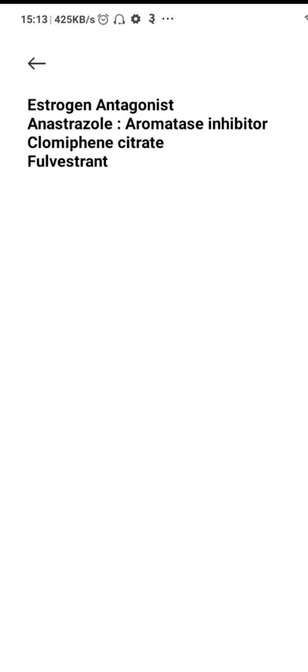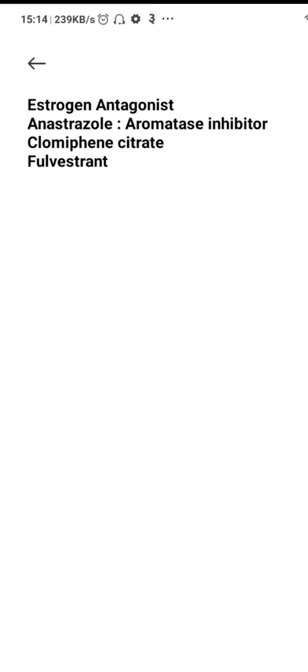The last one among the estrogen antagonists is fulvestrant. It is a pure estrogen antagonist. It is used in breast cancer that is not responding to tamoxifen. These were the three drugs: anastrozole, clomiphene citrate, and fulvestrant. Anastrozole is an aromatase inhibitor. Clomiphene citrate, better known as the fertility pill, helps in ovulation and therefore increases the chance of pregnancy. And the last one is fulvestrant, a pure estrogen receptor antagonist.